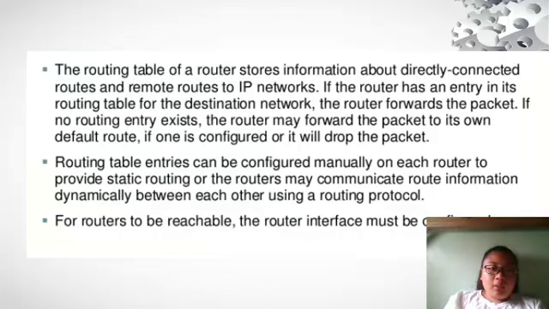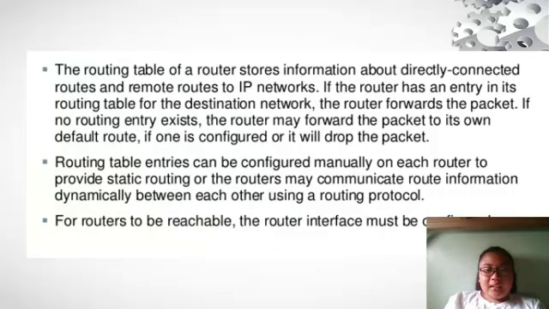The routing table of the router stores information about directly connected routes and remote routes to IP networks. If the router has an entry in its routing table for the destination network, the router forwards the packet. If no routing entry exists, the router may forward the packet to its own default route if one is configured, or it will drop the packet.